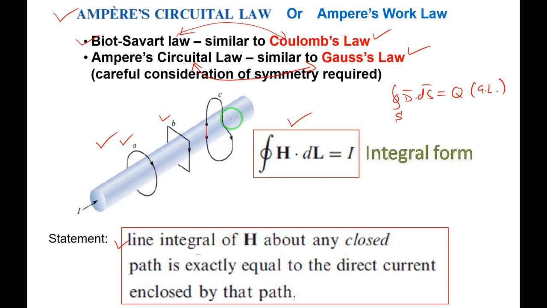What is the meaning of it, right? Ampere circuital law is also called Ampere's work law. This is the statement: the line integral of H about any closed path is equal to the direct current enclosed by that closed path. I hope you understood this, right? This is the Gauss law, and this is the Ampere circuital law, similar to your Gauss law.